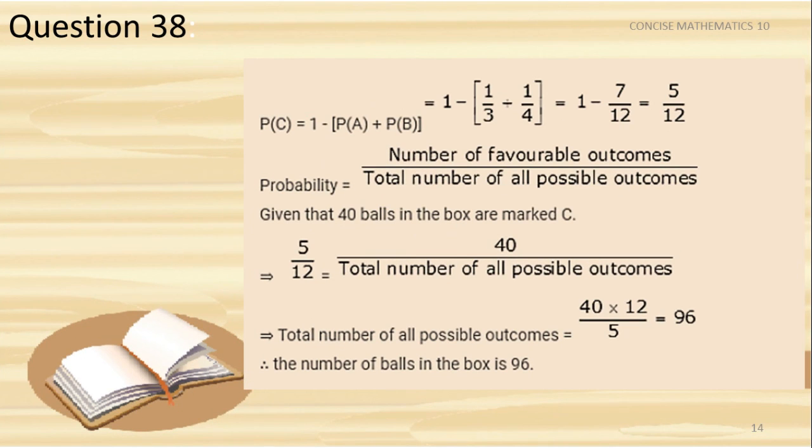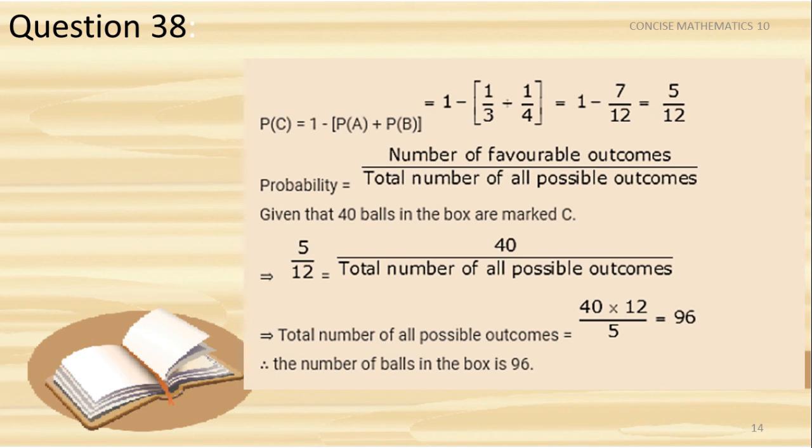Next. Question number 38. A box contains a certain number of balls. Some of these balls are marked A, some are marked B, and the remaining are marked C. When a ball is drawn at random from the box, P of A is equal to 1 by 3 and P of B is equal to 1 by 4. There are 40 balls in the box which are marked C. Find the number of balls in the box.